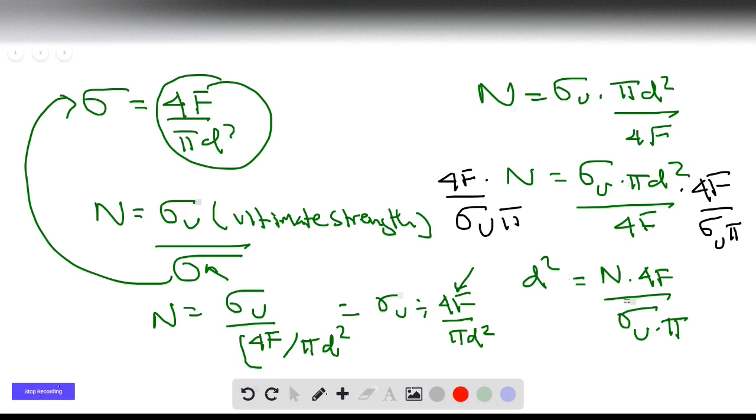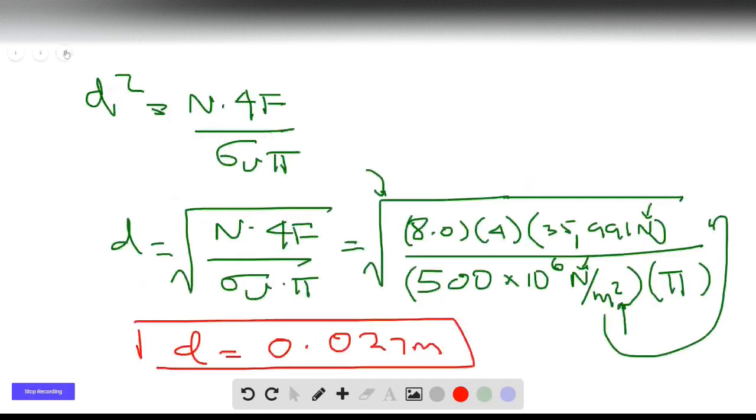And then based on algebraic manipulation, we're going to flip this fraction. And when you flip it, knowing that the safety factor is 8, and the ultimate strength is 500 times 10 to the 6 pascals, we can always go ahead and plug those numbers in with the radical and get your final solution.